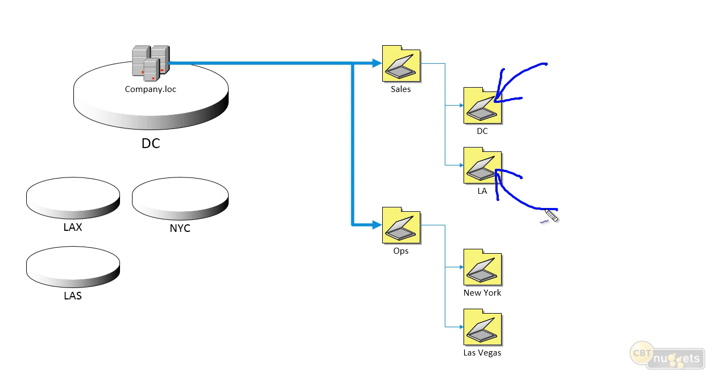Now the problem comes into play when I also want to apply group policy in that fashion. For example, let's say that I want to apply a group policy object to everyone in the DC office, regardless of who they work for. Well, that's actually pretty straightforward, because a group policy can be linked to the site that they're all in, and that'll affect everybody who's at that site.